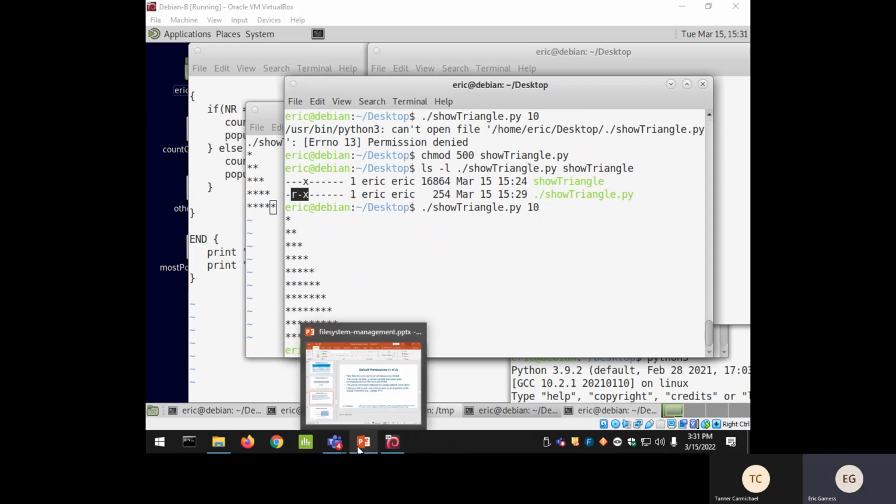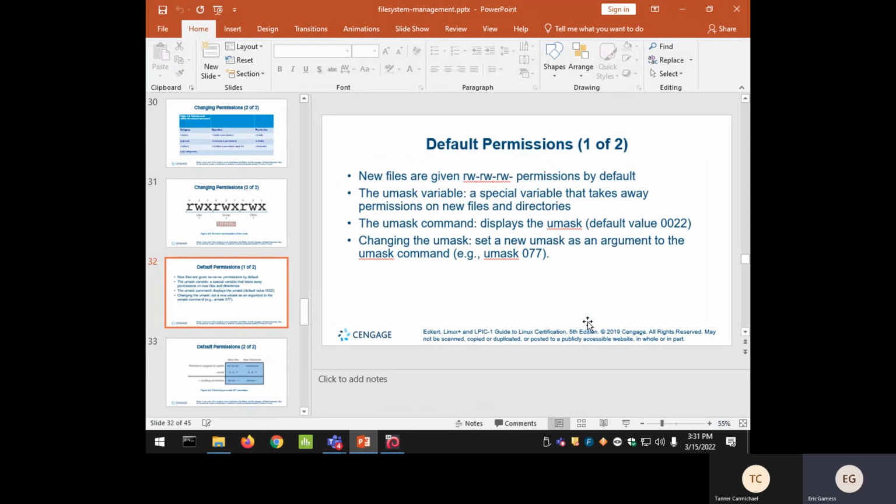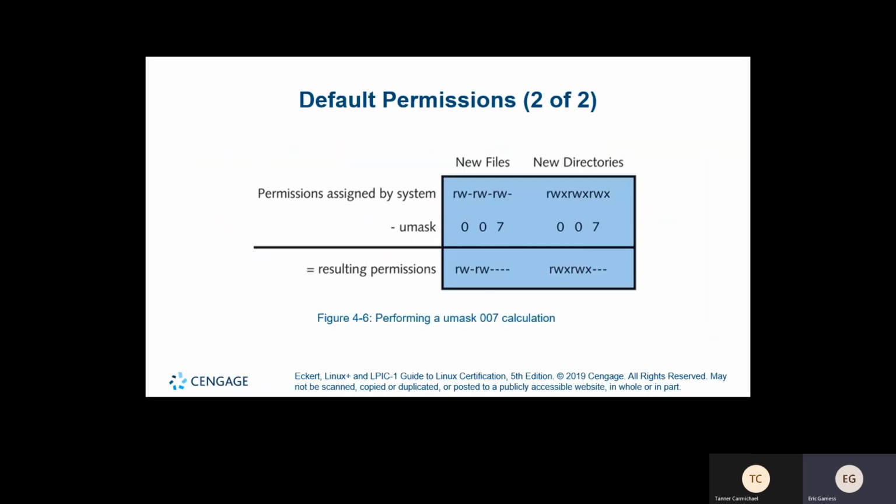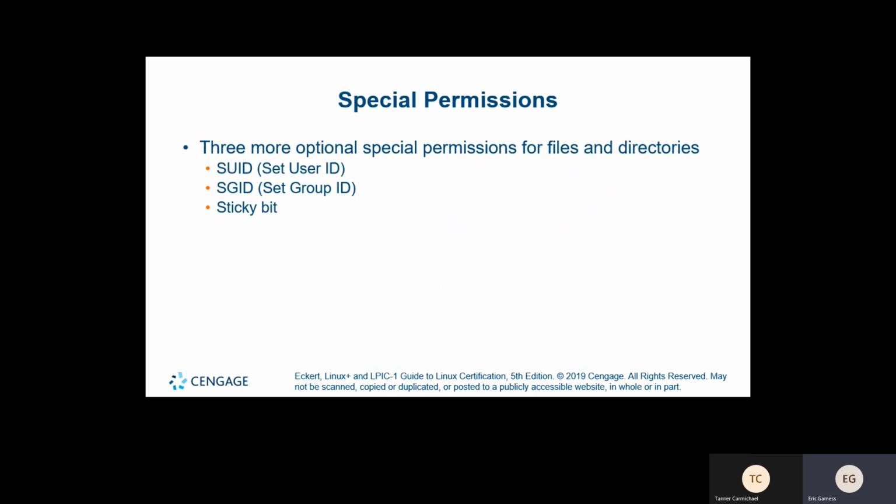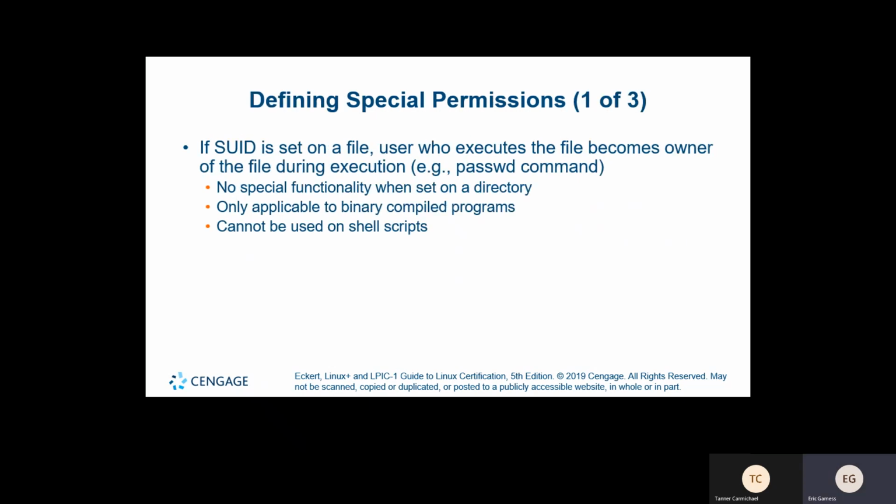Let me continue and see other important things that we need to know. Okay, there are another three writes that exist in Unix, which are the set user ID, the set group ID, and the sticky bit. So let's talk about each of these three writes.